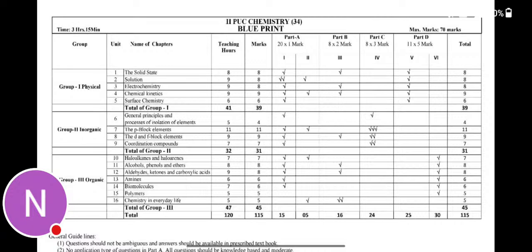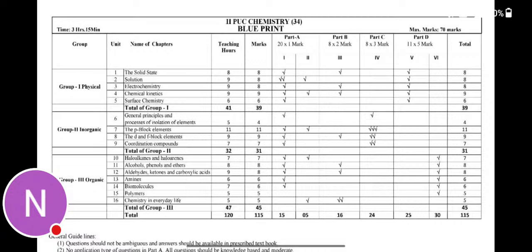And in this, if you see total hours, that is 120 hours is the teaching hours for all the chemistry, and 115 marks is allotted for this chemistry. And in that, 15 marks is for part A first main 1 mark questions, and part A second main 1 mark questions, 5 marks is there.